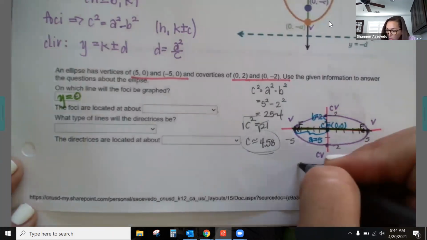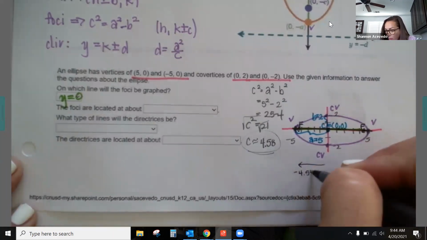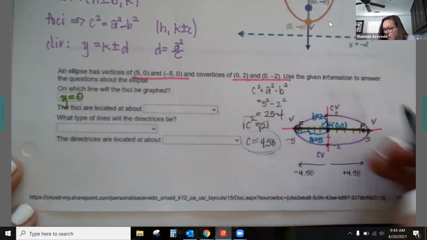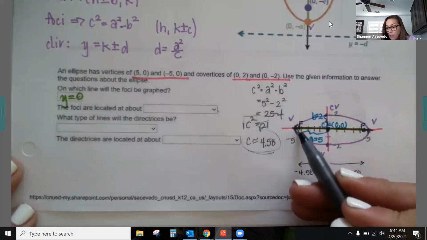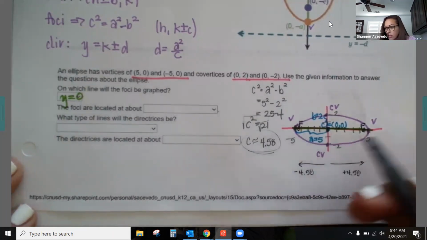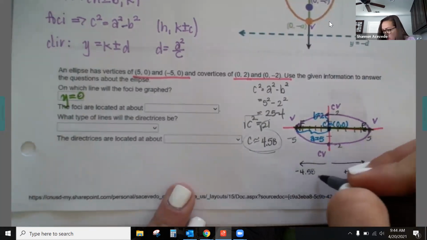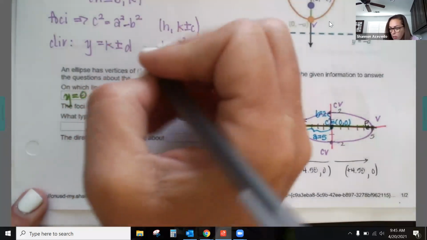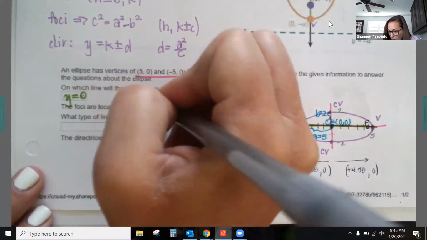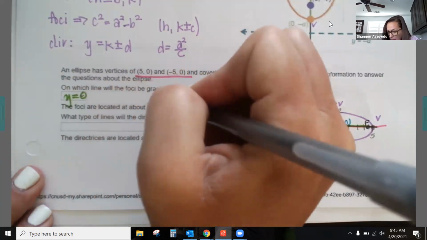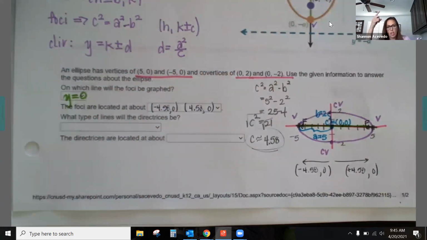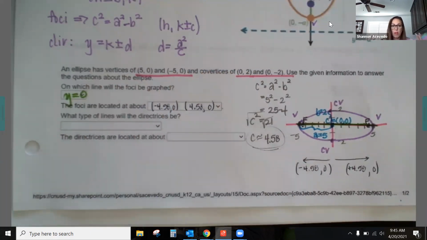So I went this direction, negative 4.58 from my center, and I went a positive 4.58. That's going to be my X value, right? My Y value is just 0. So those points are going to be here, and here. So my foci are going to be at negative 4.58, 0 and positive 4.58, 0. It's like a drop down bar for these problems, so it's either going to be written as a radical or as a decimal. It's going to be one or the other.